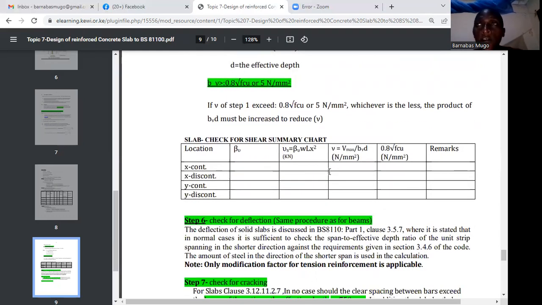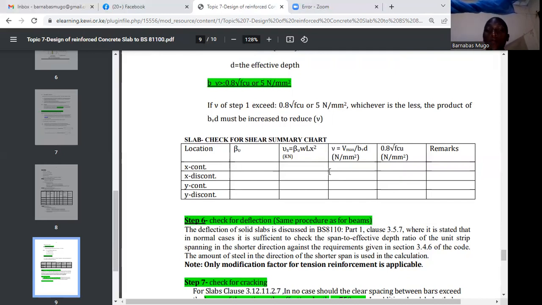Then this is the summarized table for when we are checking for the shear. The first column is for the location. We are going to see how to go about it. Then the coefficients, then the shear. Then you compare with 0.8 root of fcu, then you make the necessary remarks.